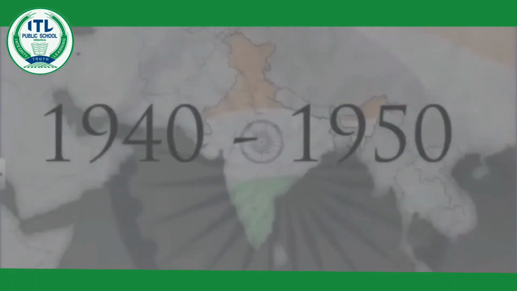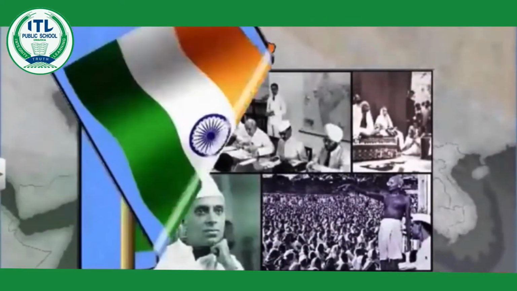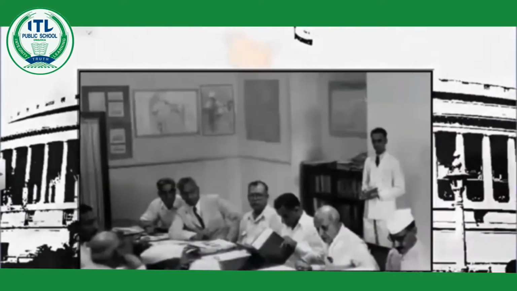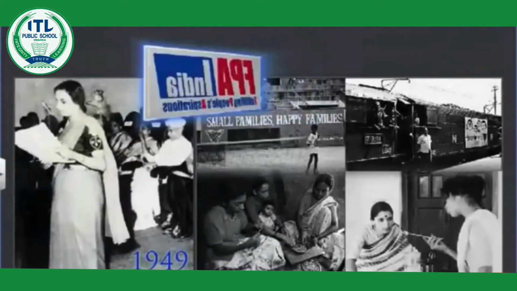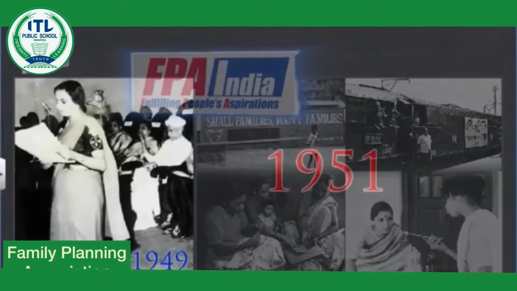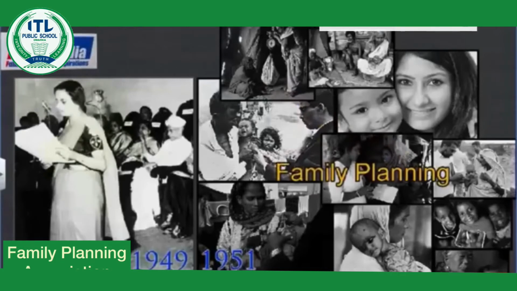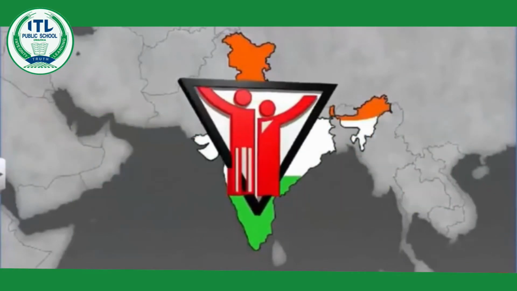The late 1940s and early 1950s were decisive years for India, a newly independent nation. While certain leaders were busy charting the country's economic policies and growth, others were formulating national policies that focused on the people's reproductive health as a social goal. These policies led to the establishment of Family Planning Association in 1949. In 1951, the government launched a series of action programs and plans called family planning. This move made India one of the first countries in the world to have chalked out national family planning.